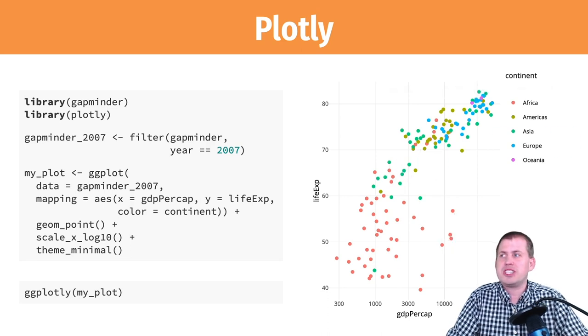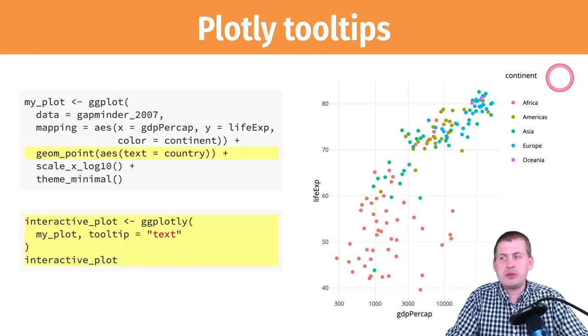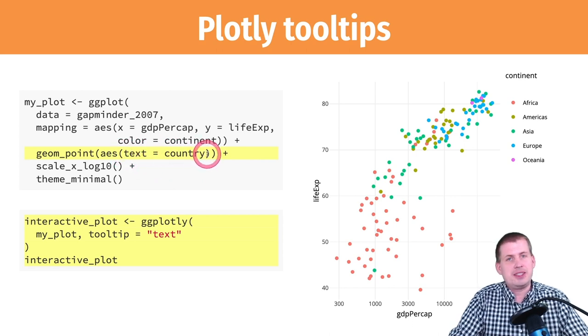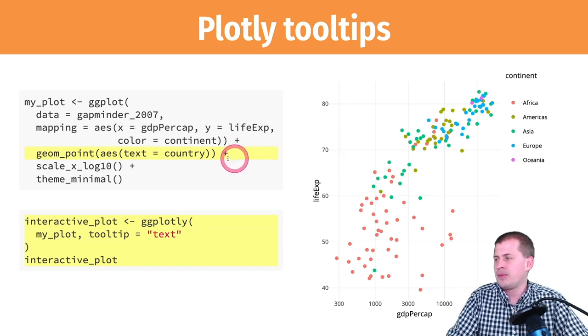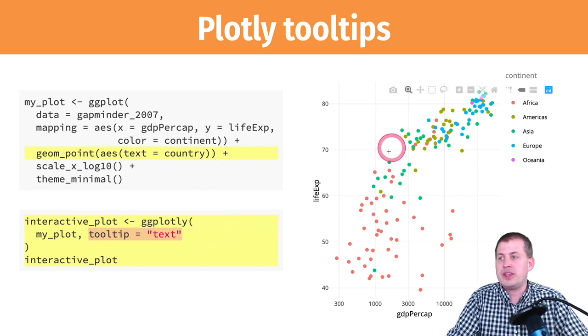You can change some settings when you use ggplotly to tell it what actually shows up in that little tooltip that appears. Right now, in all those tooltips, it really just shows the different aesthetics that you've mapped. That's why it showed GDP per capita, life expectancy and the continent when you hovered over the point. If you set some other aesthetic, like text equals country, that doesn't appear, because that's not a normal ggplot aesthetic. But if you use ggplotly and specify for it to look at the text tooltip, then it will.